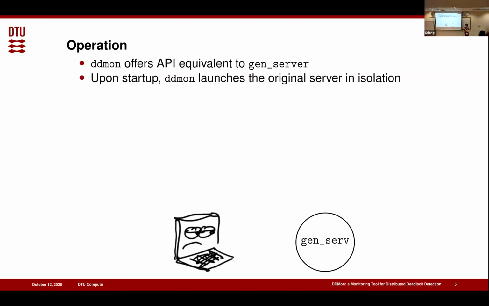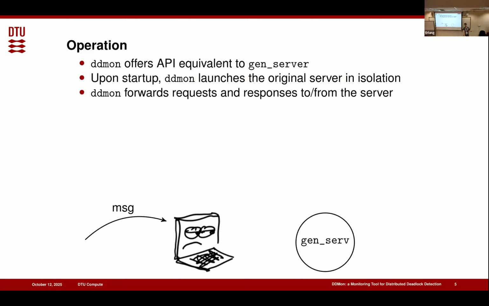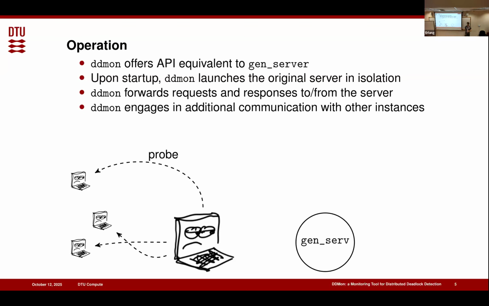In this model, its job is to intercept all messages and act as a proxy between this generic server and the system. So it receives a message, sees what it is, and then passes it down to the actual server, and the same happens for outgoing messages. In the meantime, this monitor can communicate with special messages called probes with other monitors to establish some knowledge about the global state.